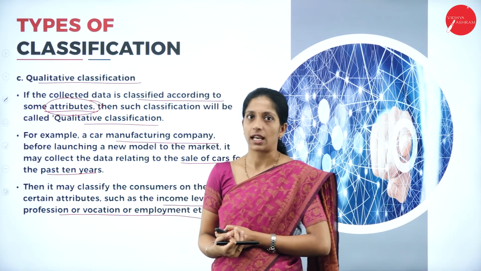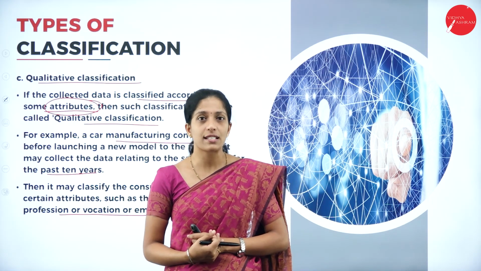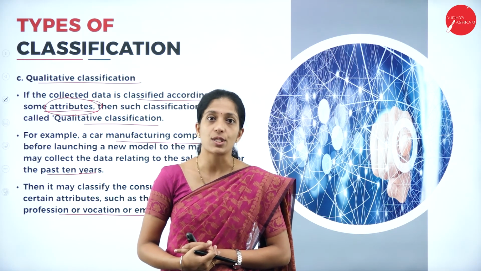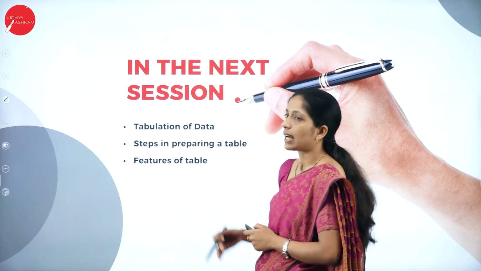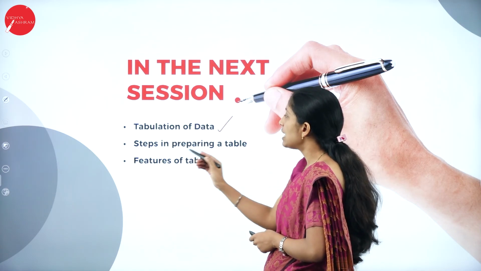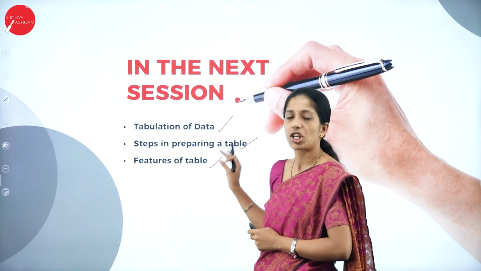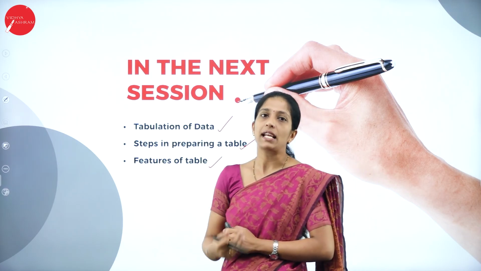So based on some attributes, the information is being collected, which is known as qualitative classification. So these are all processes of data analysis, where in today's session we have learnt about editing of data, coding of data as well as classification of data. In my next session I am going to continue with a few more processes, that is tabulation of data, steps in preparing a table and features of a table. So we shall learn about tabulation of data in detail in my next session.